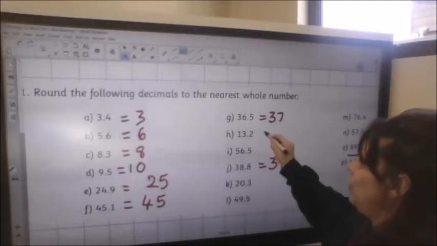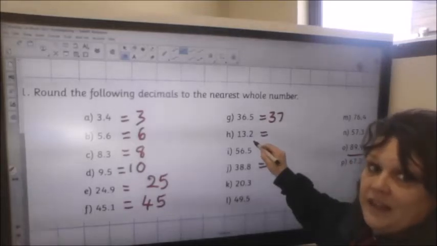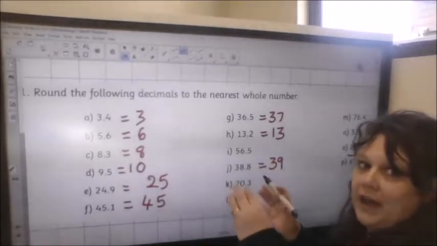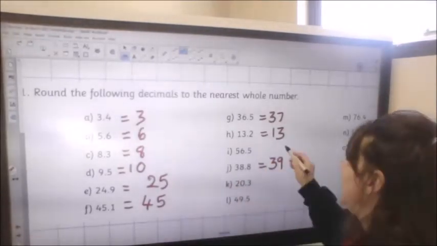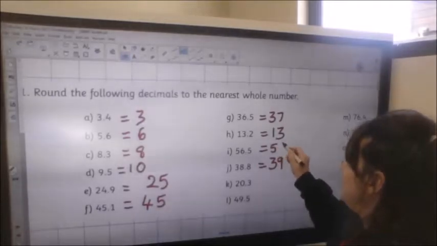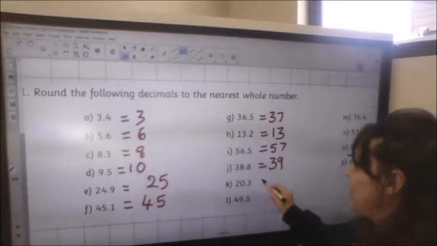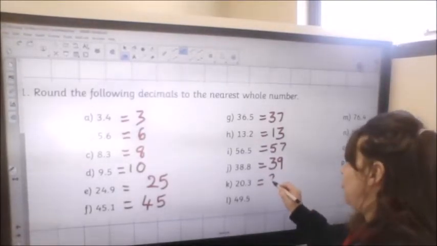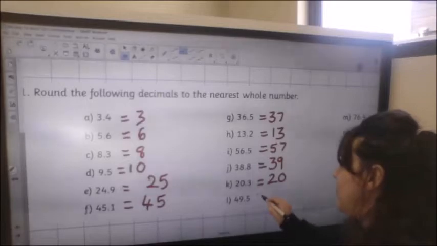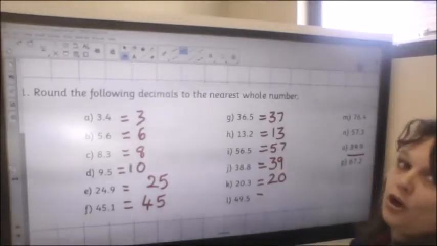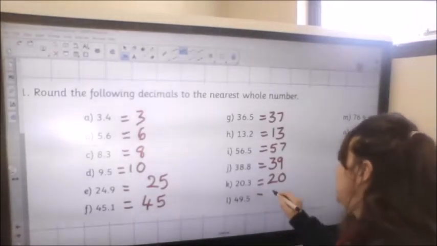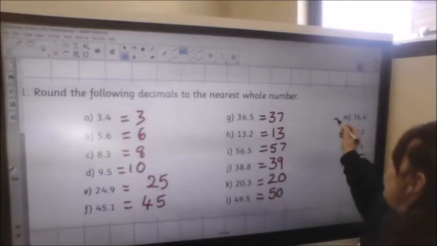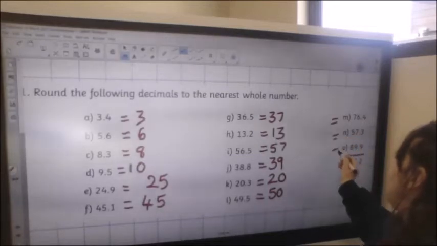So 13.2, that's less than 5 in the tenths column, so it becomes 13. 56.5, again, we've got that 5 in the tenths column, so we're rounding up. So that becomes 57. We've done that next one. Then we've got 20.3. Well, the 3 is less than 5, so it stays as 20. Then we've got 49.5. We're rounding up because it's 5 or more. So that becomes 50.